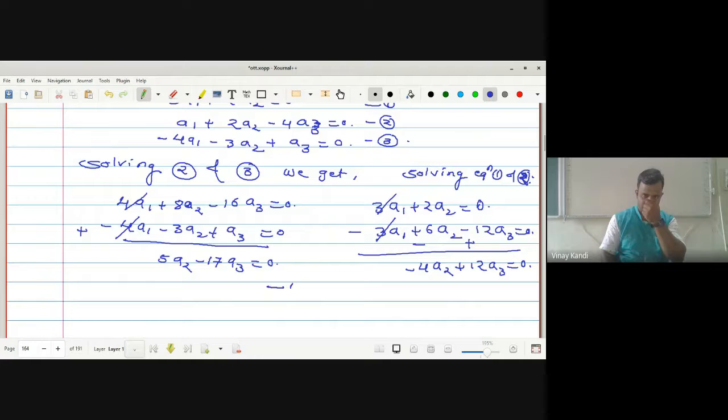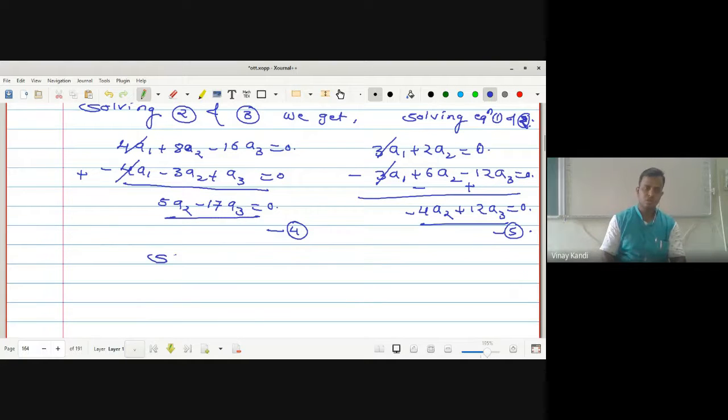Okay, now give it as equation number 4, and this one is equation number 5. Now look here, equations 4 and 5 are in the form of a2 and a3. Now how are we going to solve this? Multiply this equation by 4 and multiply this equation by 5 and do the addition. Now solving equations 4 and 5, we have to find the values of a1, a2, a3. Multiply this equation by 4.